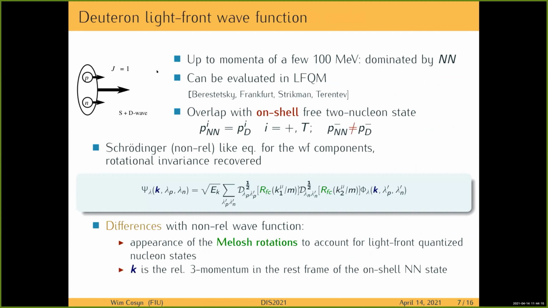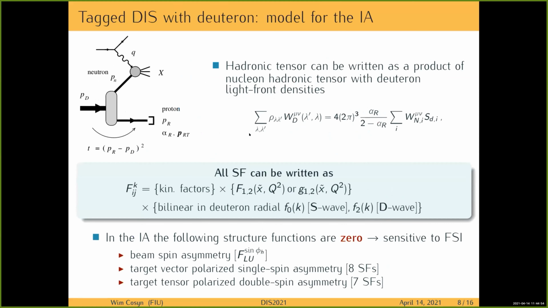All right, so if you talk about the light front wave function for the deuteron, up to a momentum of about 100 MeV, it's dominated by the nucleon-nucleon component. So we evaluate it as light front quantum mechanics by taking the overlap with the on-shell 2 nucleon state. And what you get is a Schrödinger-like equation. So the solution actually looks a lot like your non-relativistic deuteron wave function, but you have a few differences. So you get Melosh rotations to account for the light front quantization of spin, and your dynamical variable is a bit different. So it's not the relative momentum. You have to light front boost to the rest frame of these 2 nucleon states. So that's what makes it a bit different.